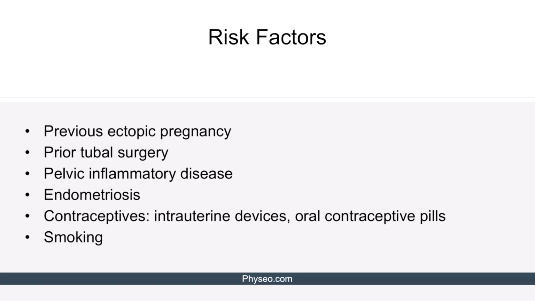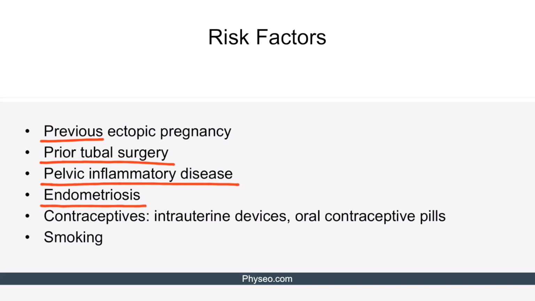Here are some of the risk factors associated with ectopic pregnancy. A history of previous ectopic pregnancy increases the risk in subsequent pregnancies. Some other notable risk factors are prior tubal surgery and pelvic inflammatory disease, as these can disrupt the normal tubal anatomy and alter the function of the tubes.